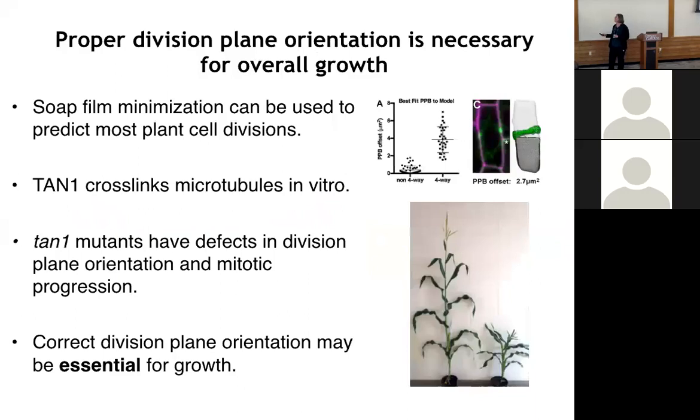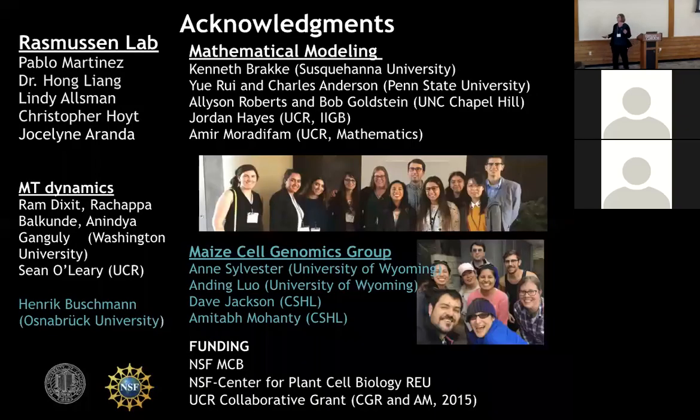And then I talked about these other things. We know that soap film minimization can be used to predict divisions, and I showed you that tangled can cross-link microtubules in vitro.